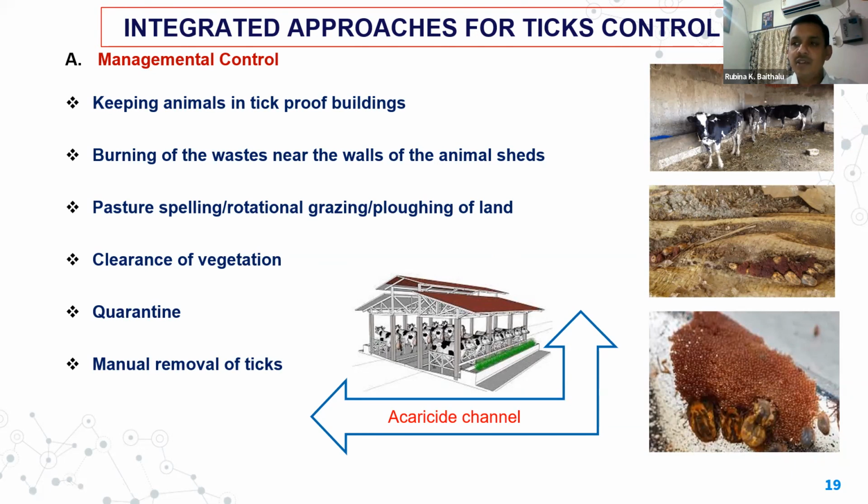so that whatever developmental stages are there inside the ground will be exposed to the sunlight and will die. There should be clearance of the vegetation every week. Whenever you bring new animals to the herd, they should not be allowed to mix directly with the older ones. They should be kept under quarantine. They should be clearly inspected and treated with acaricides, and then allowed to mix with the older ones. If there is a small number of ticks on the host, then manual removal can be very good.